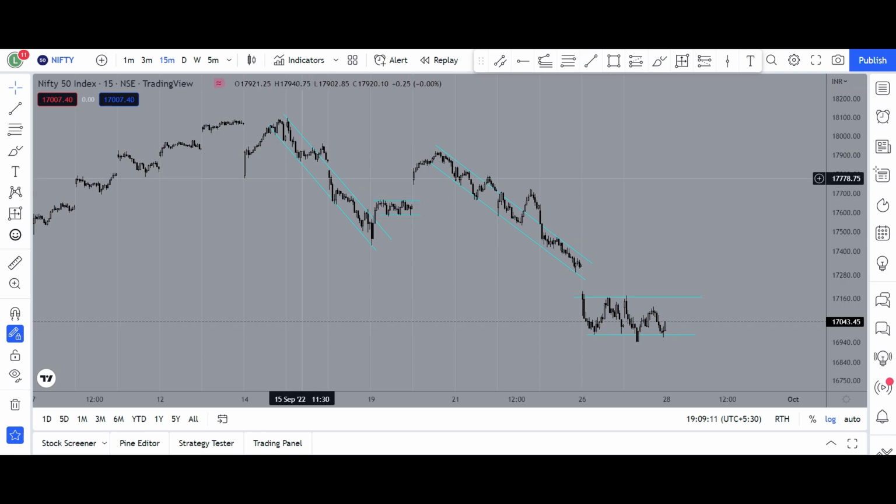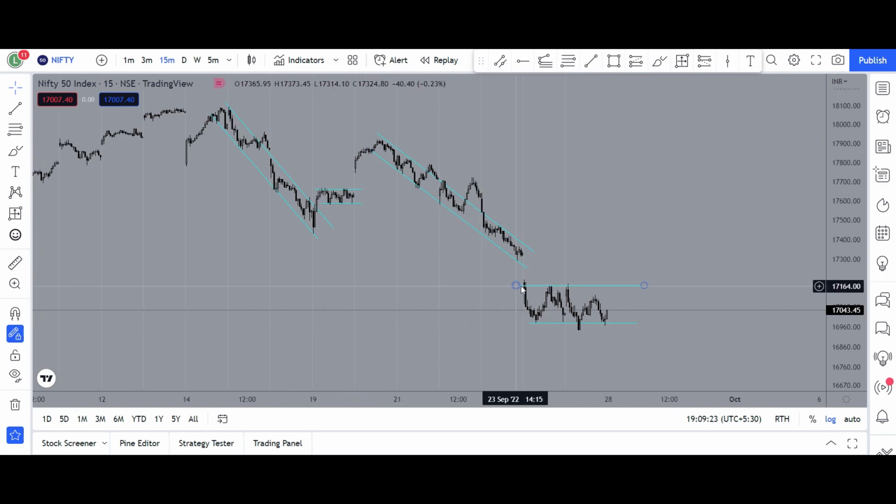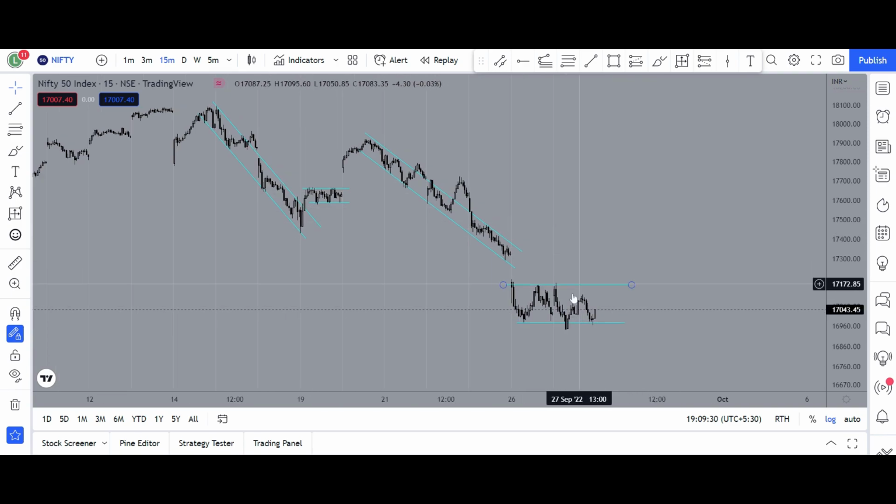So let's get ahead. This is the Nifty spot chart, 15 minute. I have just tried to draw some trend lines in this one. As you can see, these were very steep trend lines, and after a steep trend line, this is the trend we have been facing for a couple of days. This is the upper boundary and this is the lower boundary of the same trend line.